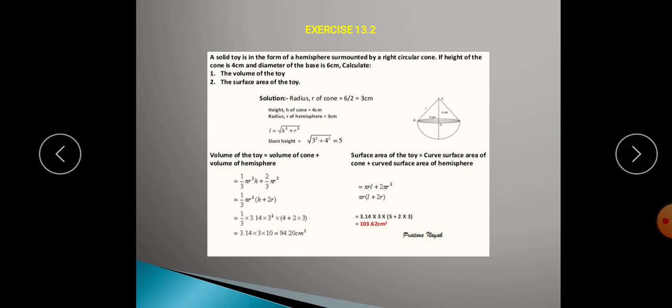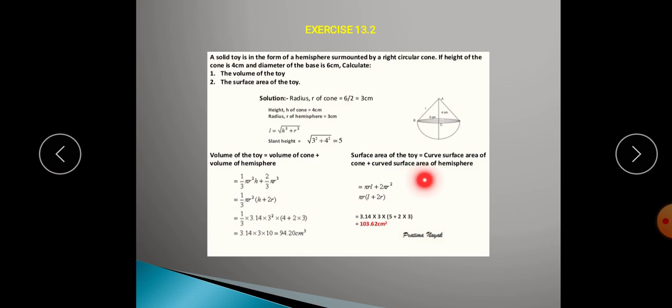First, a solid toy is in the form of a hemisphere surmounted by a right circular cone. Surmounted means on top of the hemisphere. If the height of the cone is 4 centimeters and the diameter of the base is 6 centimeters, then the radius will be 3 centimeters. Find the volume and the surface area of the toy.